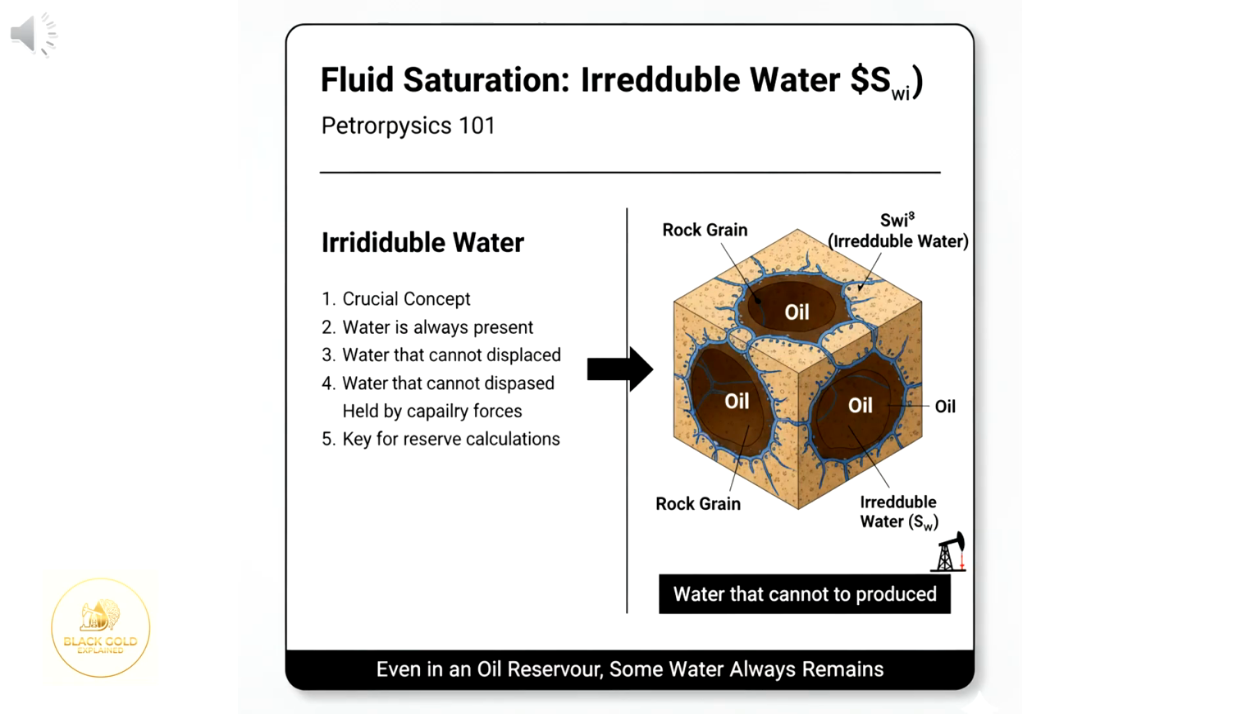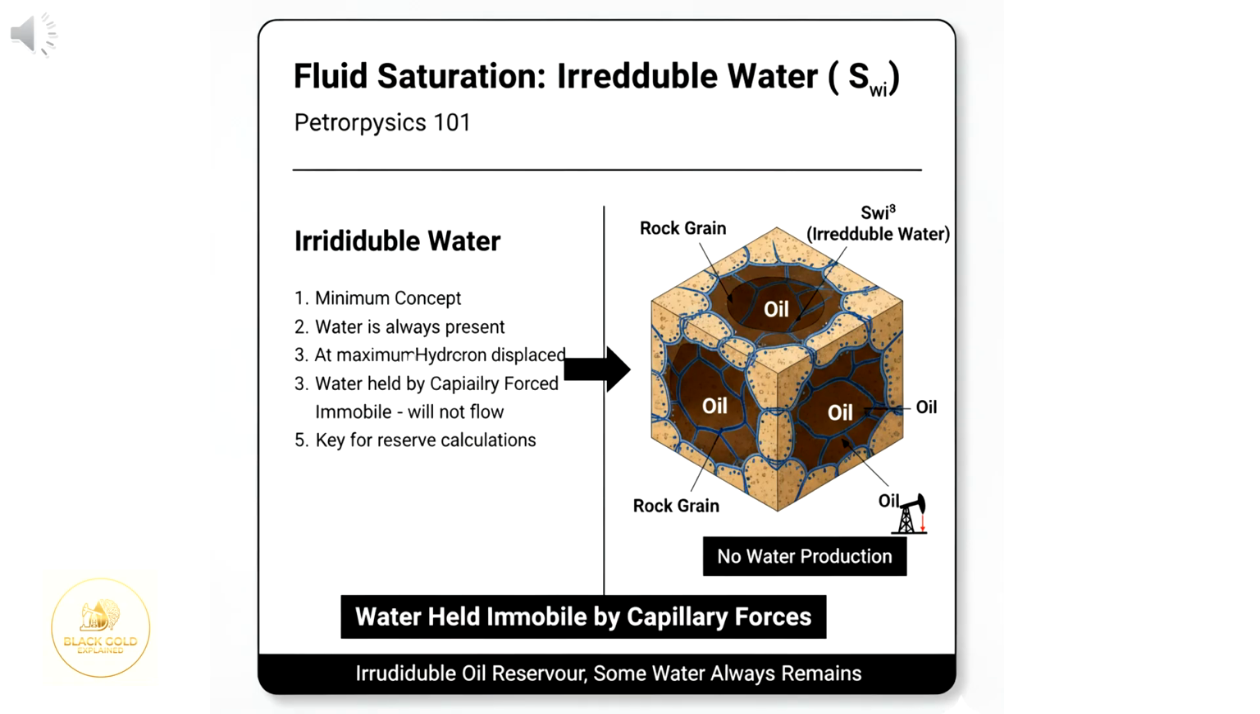This leads us to a crucial concept: irreducible water saturation, SWI. Even in a productive oil or gas reservoir, water is always present. SWI is the minimum water saturation that exists when the reservoir is at its maximum hydrocarbon accumulation. This water is held in place by capillary forces and is immobile. It will not flow when the well produces.